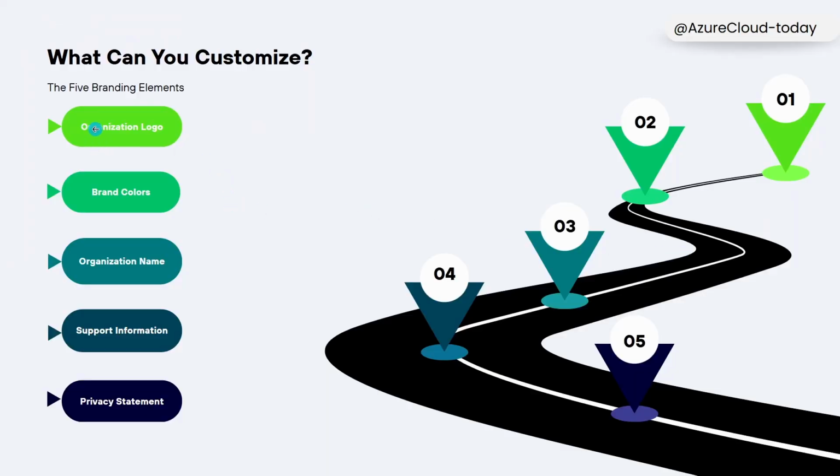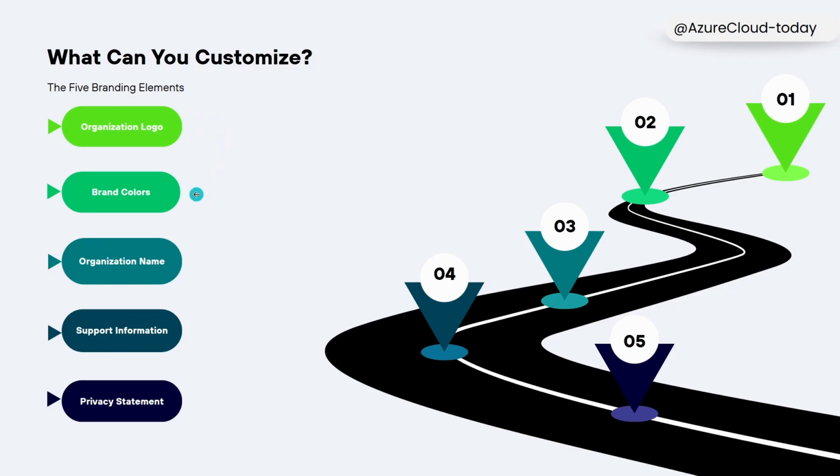There are five main things you can customize in company portal branding. Let me walk through each one quickly before we jump into the portal itself. First is your organization's logo. This is displayed in the banner on top of the company portal application.